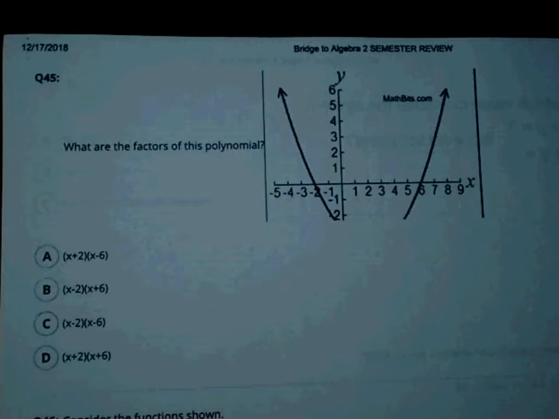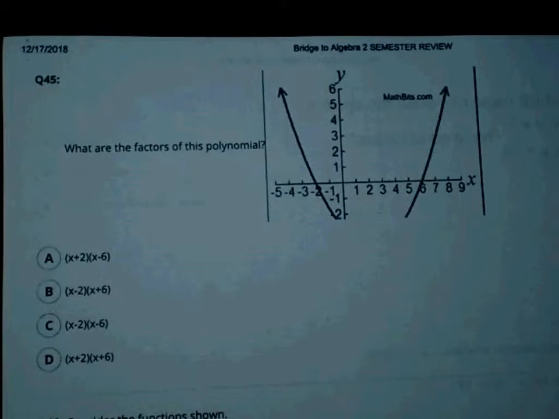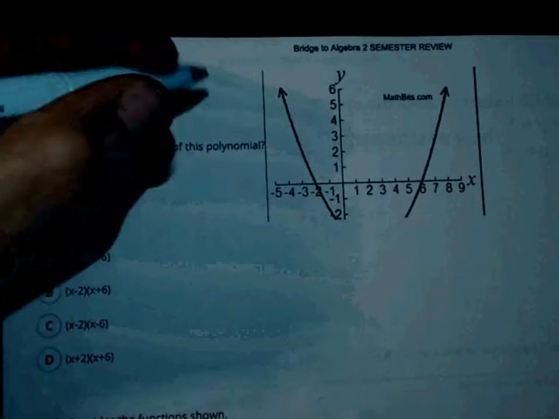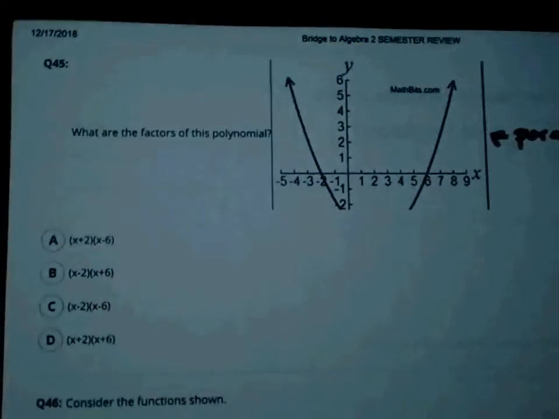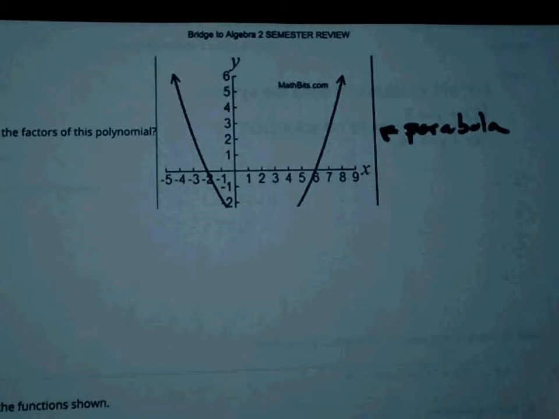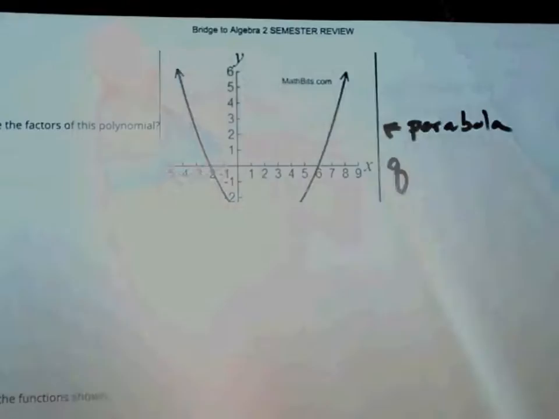What we have here is a picture of a, what kind of graph? Polynomial. It says polynomial, but we should know the graph. Parabola. There it is. This is a parabola graph, which is associated with what kind of equation? Quadratic. There it is. Very good.